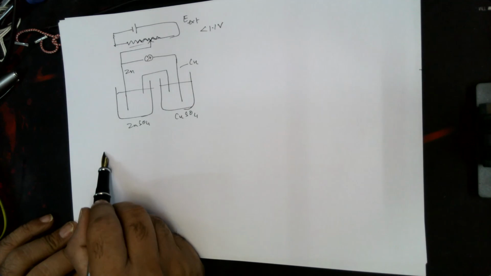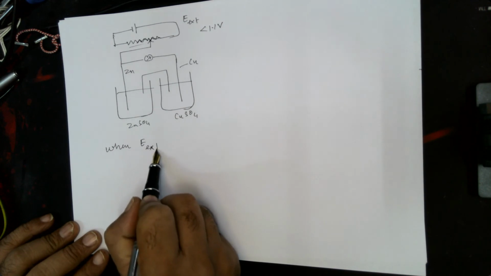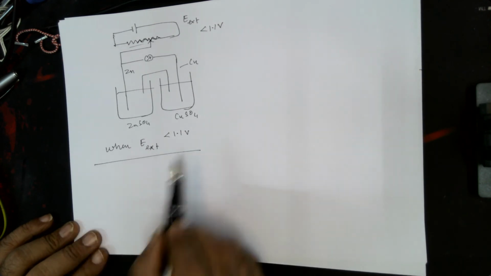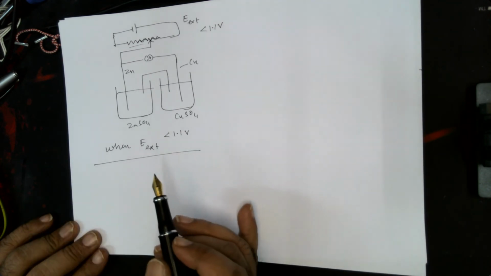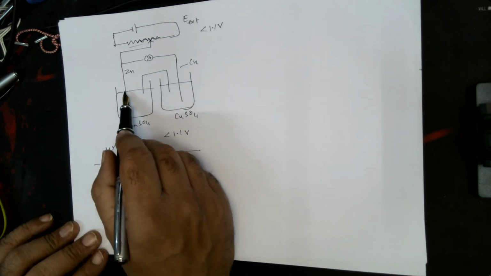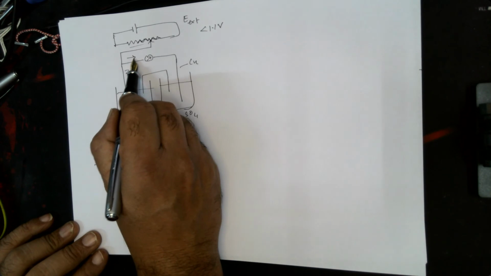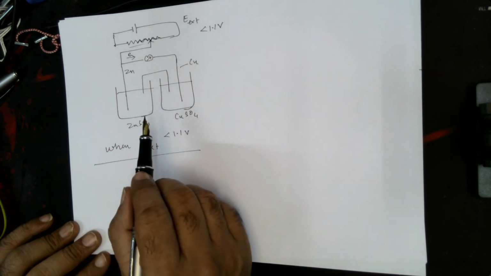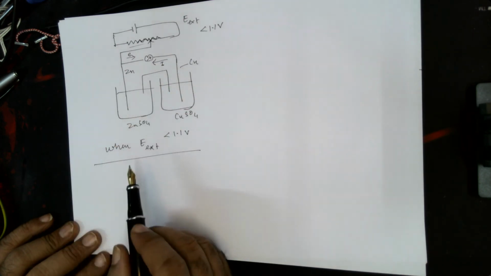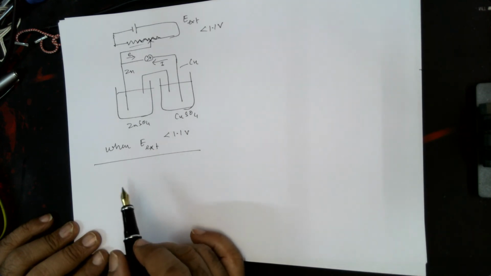Now when E external is less than 1.1 volt, what happens actually? Electrons flow from zinc rod to copper rod. Okay, zinc rod is here and copper rod is here. So the electrons are moving in this way. These are all electrons. But what about the current? Current in the opposite direction. Let me represent by I. Usually the direction of current is opposite to the direction of running of electrons.